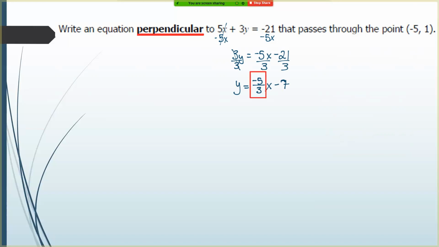But I want the slope perpendicular. What's the slope perpendicular to -5/3? So I'm going to change it from a negative to a positive, and then I'm going to flip my fraction. The original was negative, so my slope perpendicular is positive. I went from 5/3 to 3/5. So the slope perpendicular is 3/5.